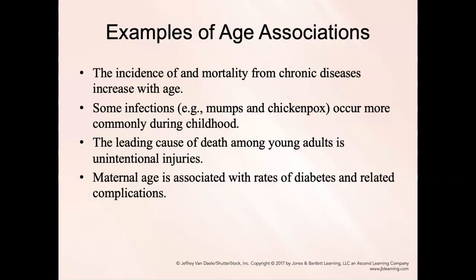So for example, the leading cause of death among young adults is unintentional injuries, which is very different from those of older adults. And then maternal age is associated with rates of diabetes and also related complications. So we see a lot of age differences across a lot of different health conditions. We also saw a lot of age differences in COVID death rates, and we still continue to see this today. People who are older tend to be more likely to die from COVID-19 versus younger individuals.